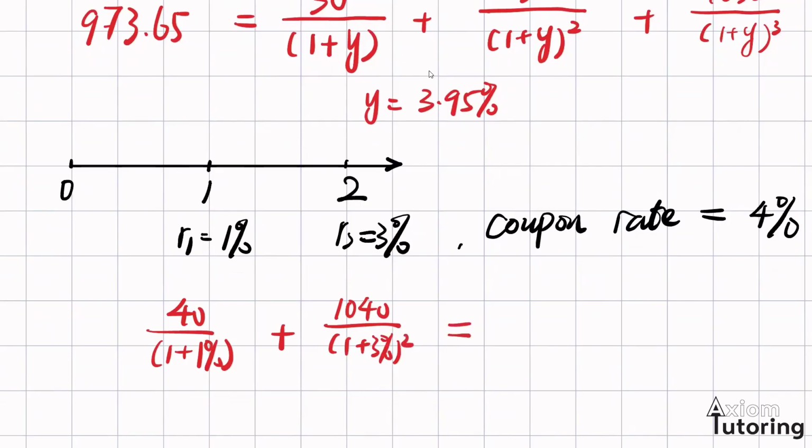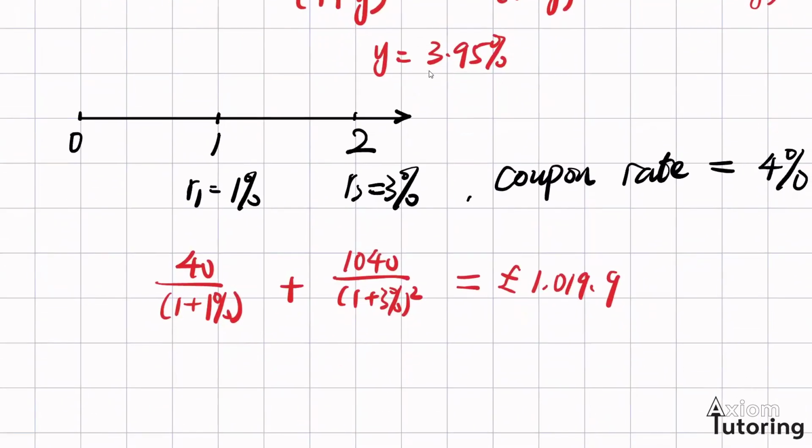Okay, and that is going to give you the price of the bond. So if you do the calculations, you should get 1,019.9 pounds. That's going to be your price for this bond. Okay, now how do we calculate the yield on this bond?